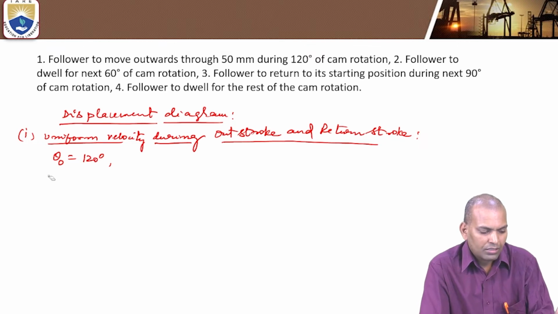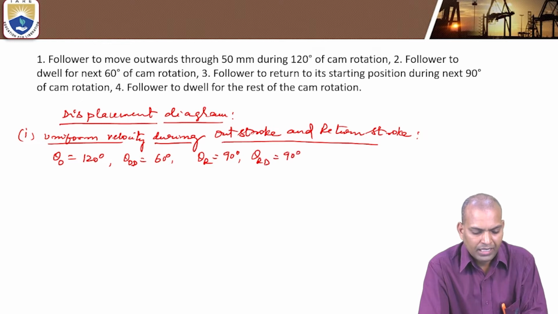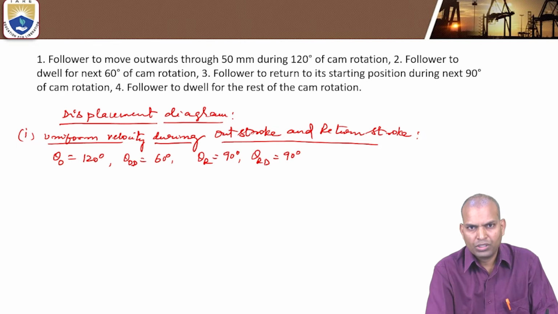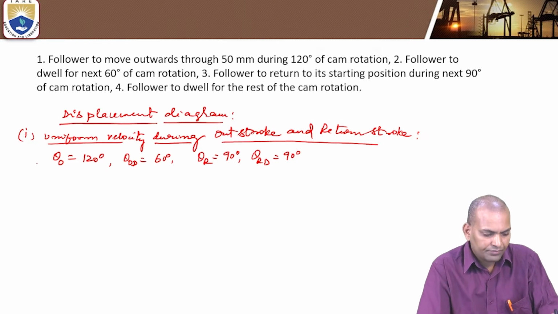Theta D, the dwell next to the outstroke angle, is 60 degrees. And theta R, the return stroke, equals 90 degrees. And the dwell next to the return stroke is the remaining angle, that is 360 minus the sum of theta O plus theta D plus theta R. Now take the scale.